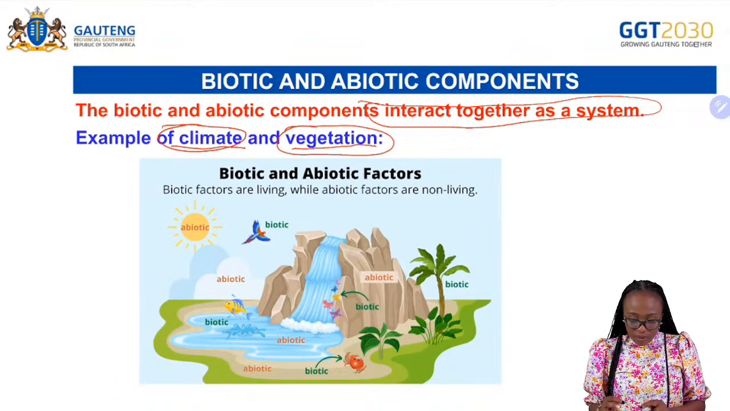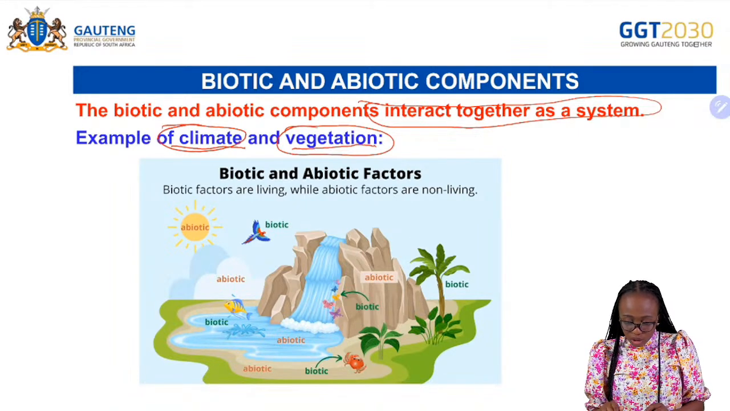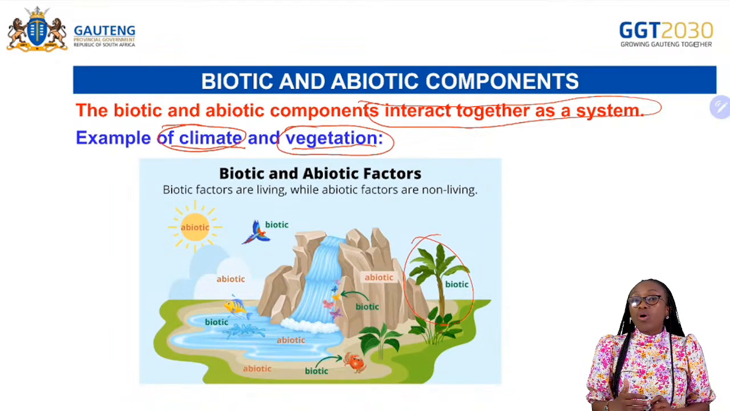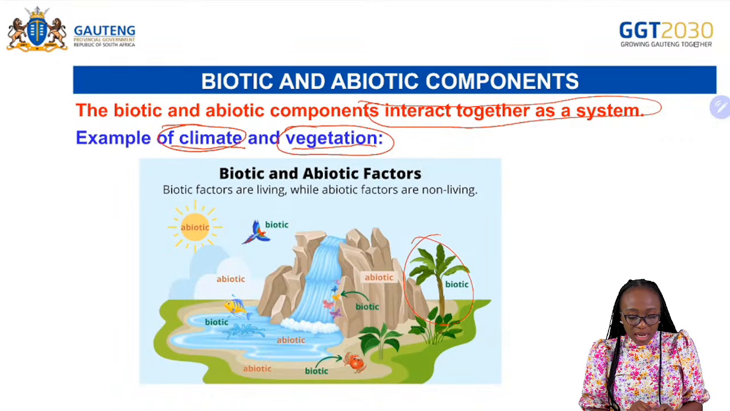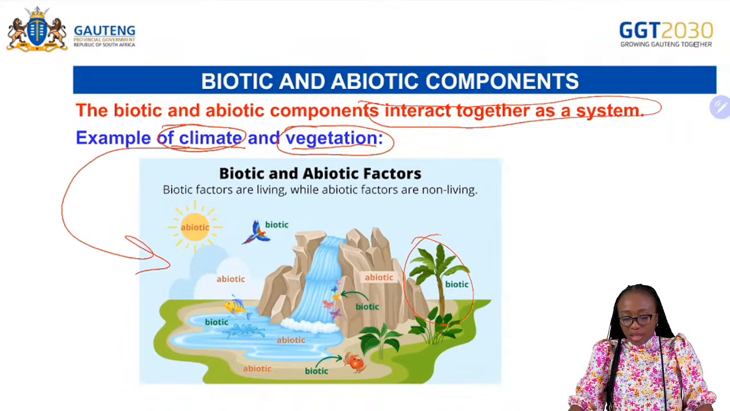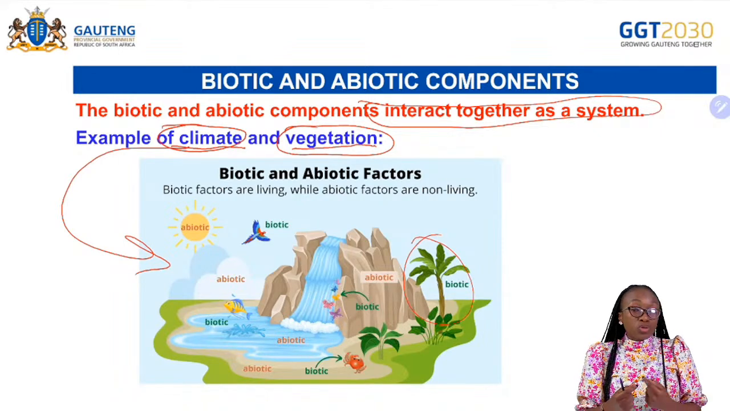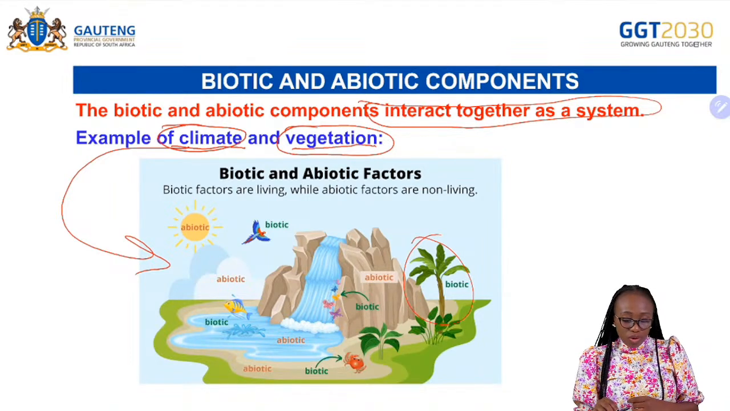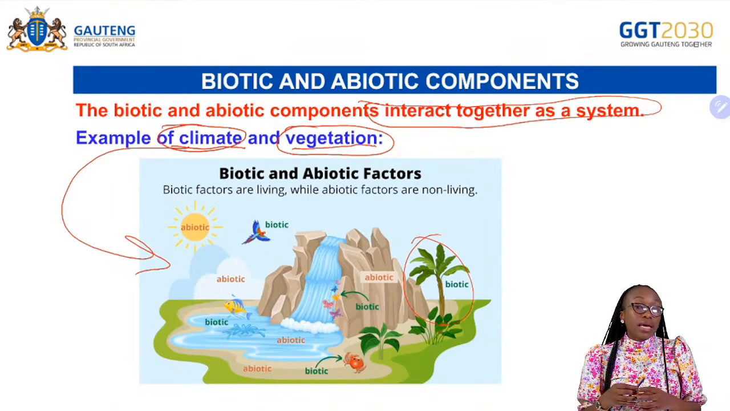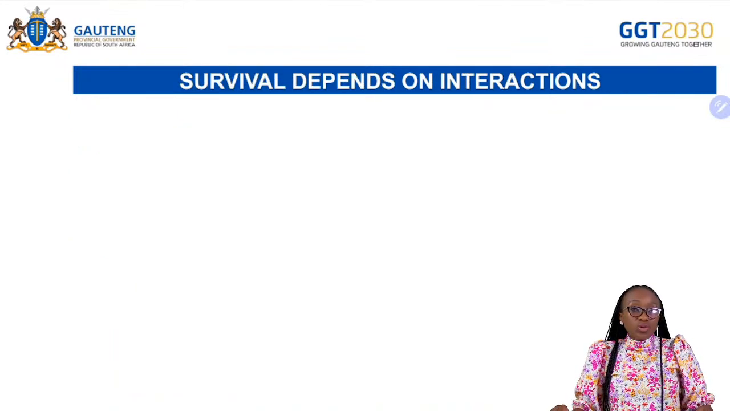For example, if it is a tropical climate, you're going to find your very, very tall trees or your palm trees. It depends on what kind. So climate determines what type of living organisms you are going to find there, or what kind of vegetation. So do you see the interaction now between the two? Do you see what I mean by the biotic components and the abiotic components? They interact together as a system. They are capable of interacting together as a system. Now, which brings us to this point.